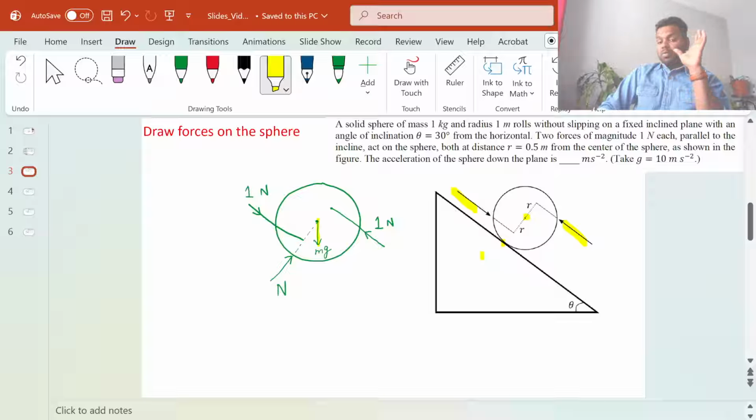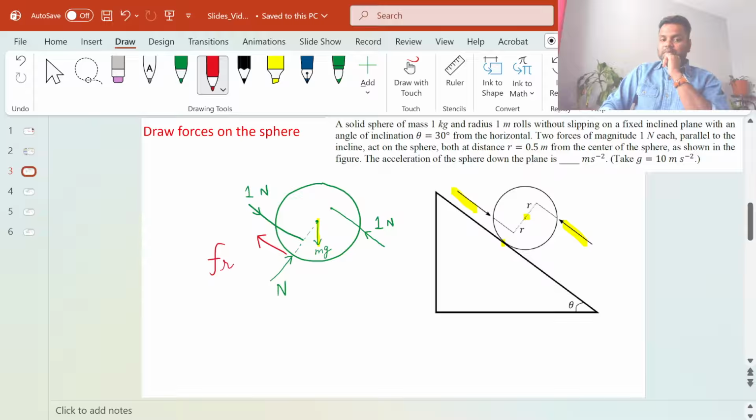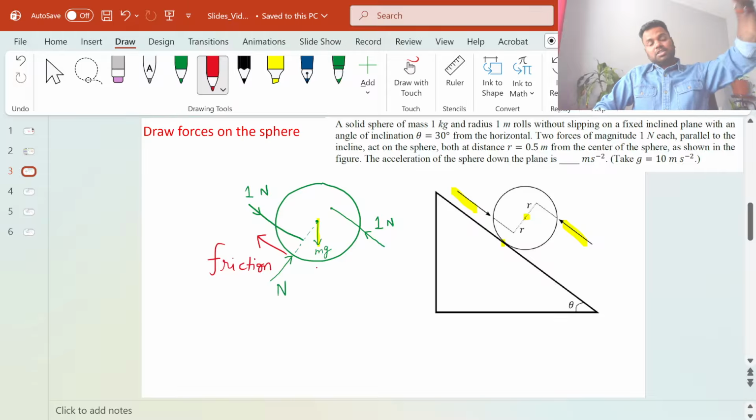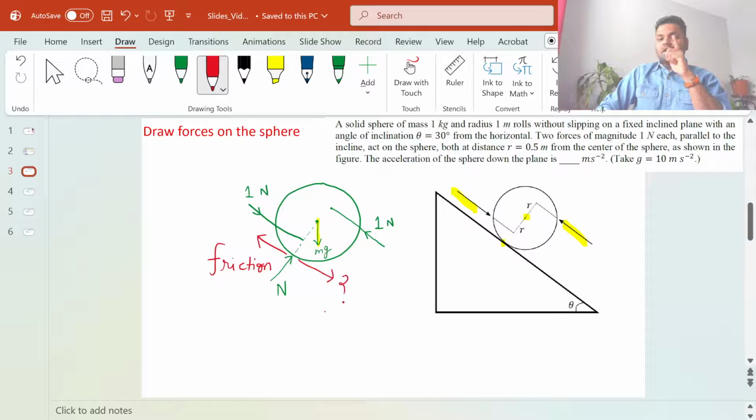There is one more force, and that is friction, at this point here. Now I draw this friction up the slope, but how do you know that it will be acting upward? Why not downward? How would you decide that? Let me explain this. What we know is that the disc is rolling without slipping, and of course it is going downward.